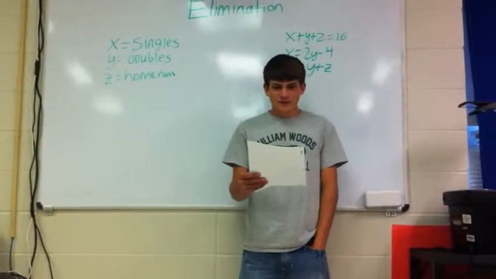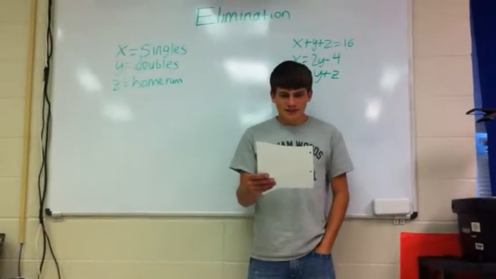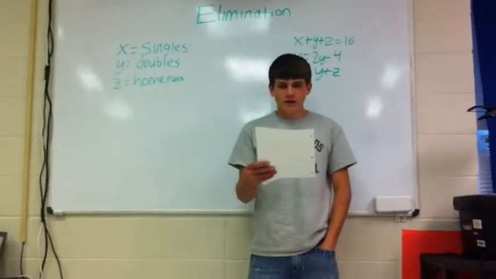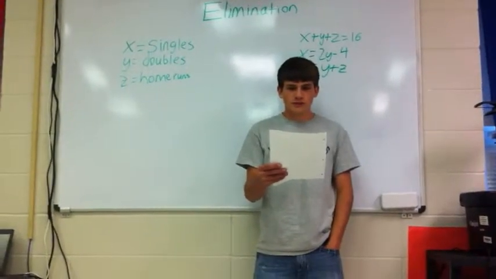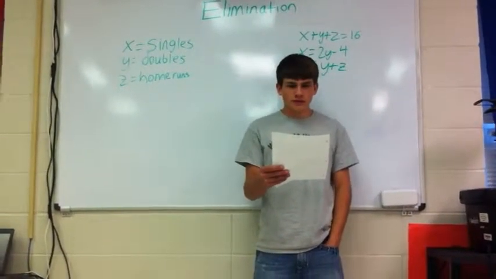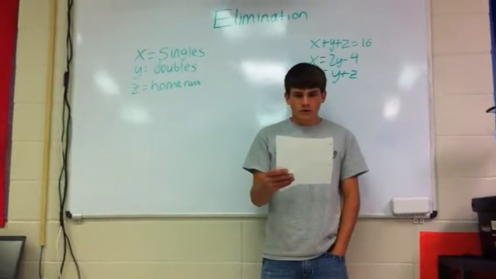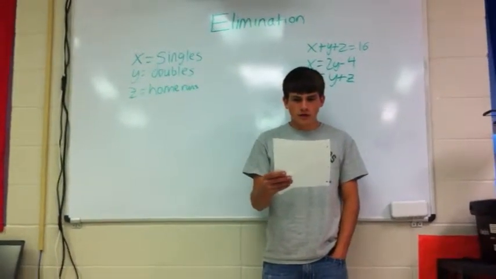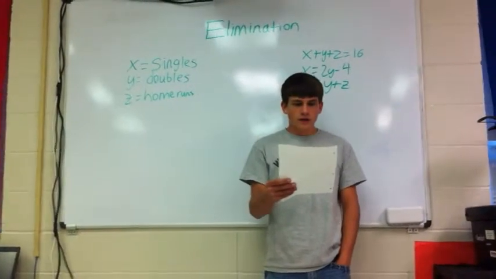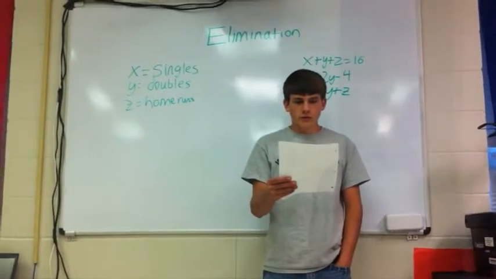The New Bloomfield baseball team played Eugene. The stats were not kept for the game. We know the amount of singles, doubles, and home runs equals 16. The number of singles equals the number of doubles multiplied by 2 and subtracted by 4. We also know that the sum of the doubles and home runs equals the amount of singles. How many singles, doubles, and home runs were hit in the game?